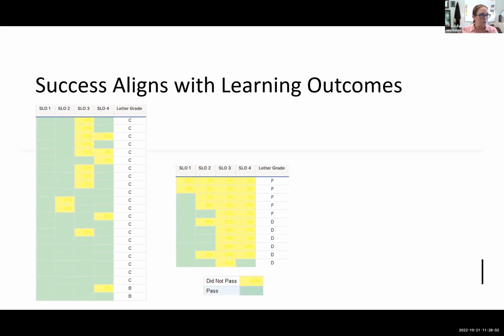And the reason why it's not totally consistent is that some of my SLOs are bigger than others in the course. So for instance, my SLO 3, there are a lot more skills involved in achieving that outcome. And so that one has a little bit higher degree of effect on the overall grade for students in the class. So that's kind of the benefits of this. Everything lines up really nicely.